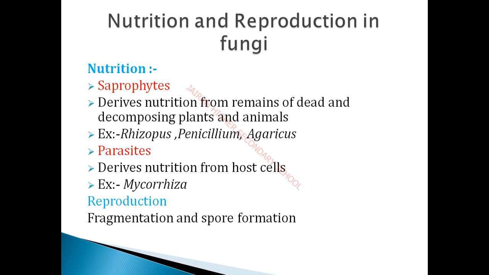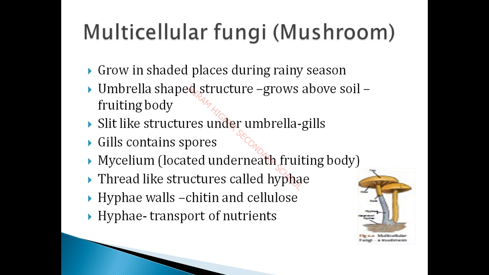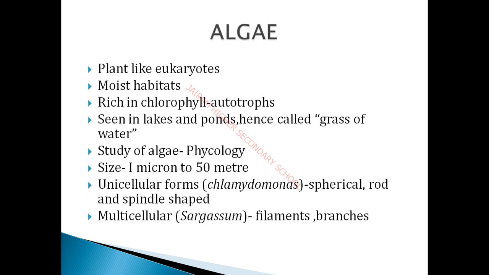So it will not do any activity, and once the favorable conditions return, the spores will emerge into the next generation. So this is how the fungi will give rise to the next generation. So this is all about fungi. So we have seen what is fungi, the cell structure of a unicellular fungi, example yeast cell, and multicellular fungi, mushroom, and nutrition and reproduction in fungi. Next we'll move on to the next class of microorganism, algae.